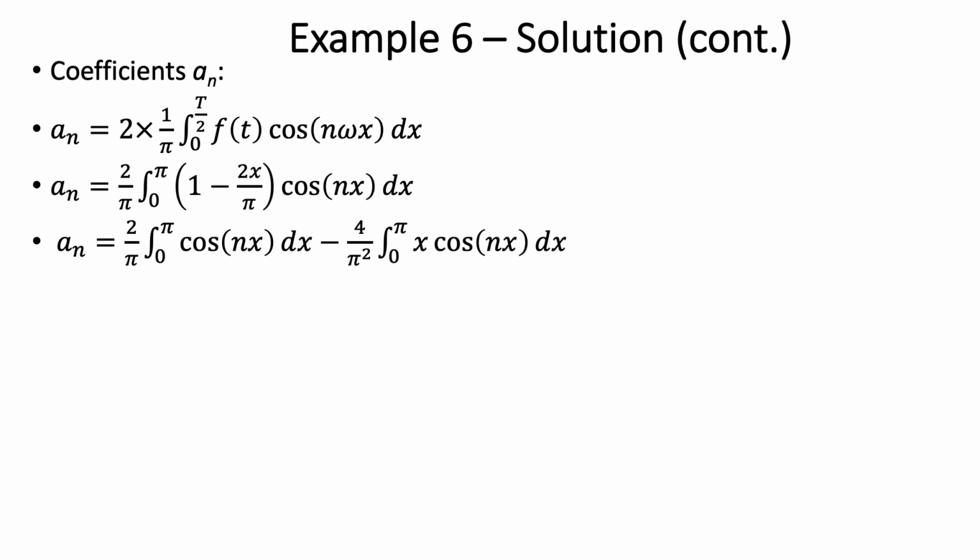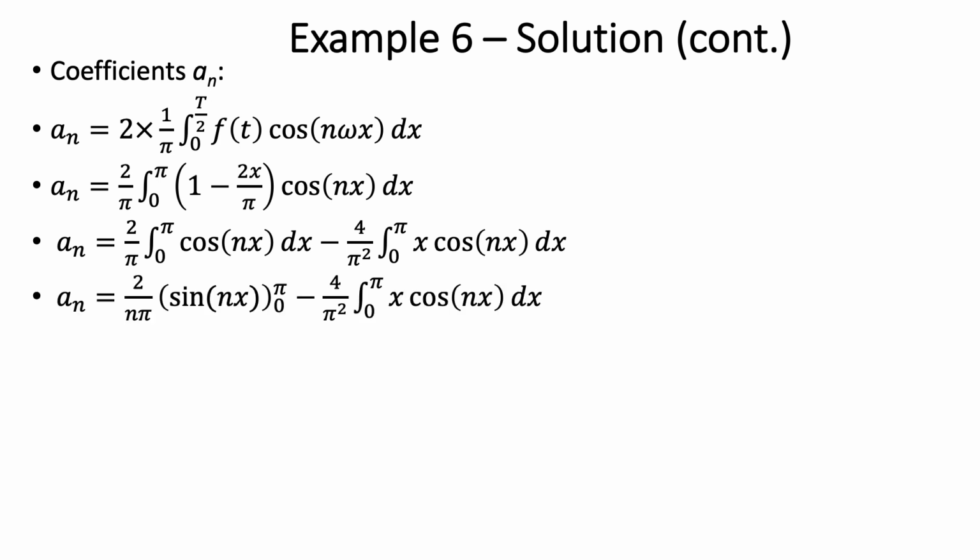An equal 2 over pi integral 0 to pi cos nx dx minus 4 over pi square integral 0 to pi x cos nx dx. When we do the integration, we have An equal 2 over n pi sin nx for 0 to pi for the first term, minus 4 over pi square integral 0 to pi x cos nx dx.